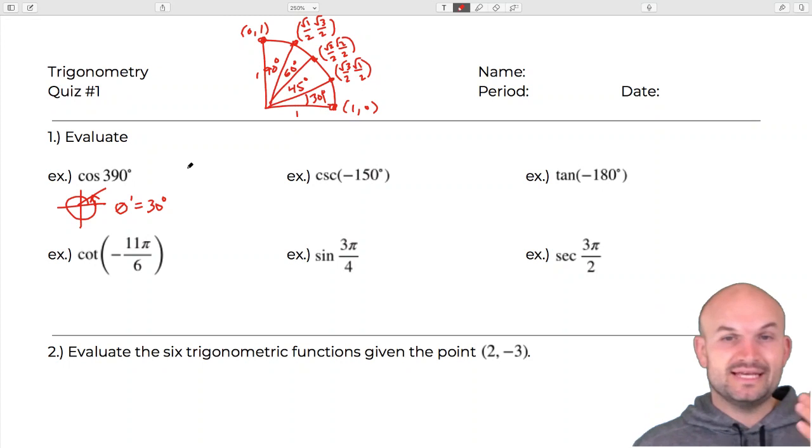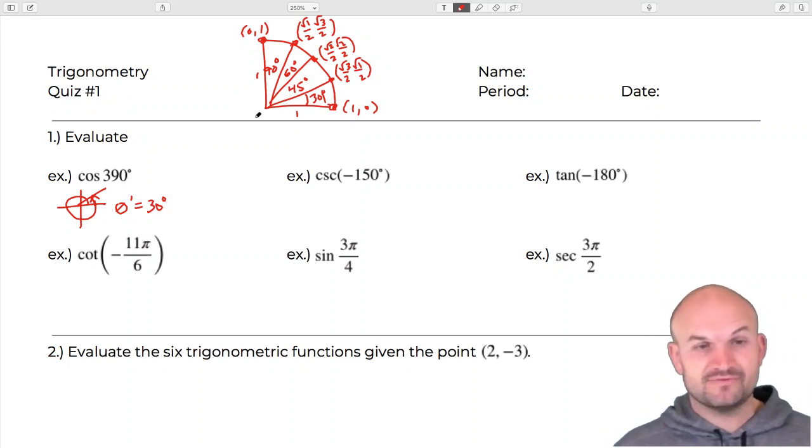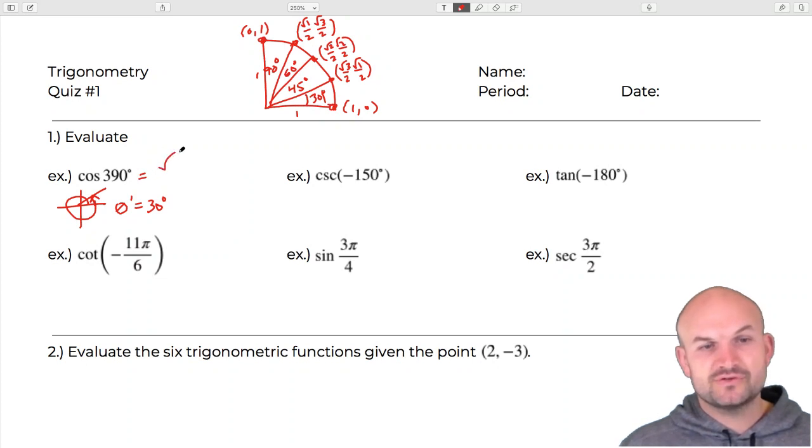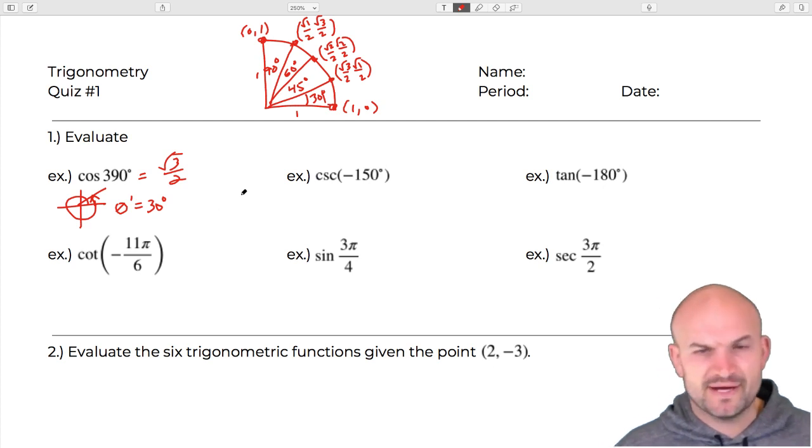Again, we're looking for the x-coordinate. For cosine is the x-coordinate for these basic functions. So therefore, that was going to be square root of 3 over 2. And again, you could just see in the first quadrant from there.